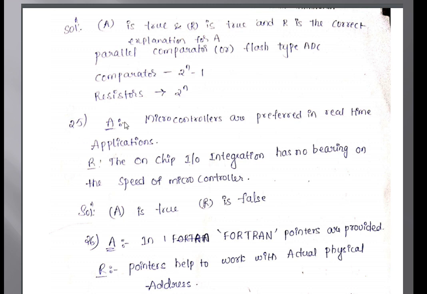The next question is about microcontrollers. The assertion is that microcontrollers are preferred in real-time applications. The reason is that the on-chip I/O integration has no bearing on the speed of the microcontroller. The first one is correct: microcontrollers are preferred in real-time applications. But the reason is false, and the assertion is true. So option C is correct.